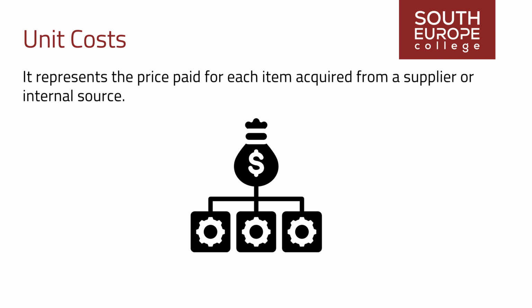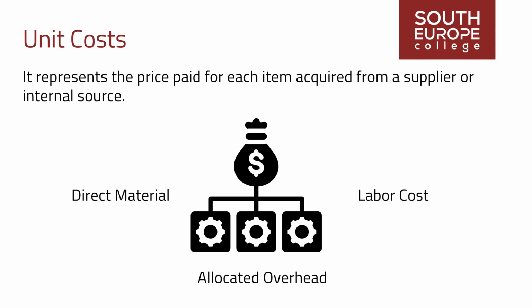It represents the price paid for each item acquired from a supplier or internal source. Additionally, finished products have a unit cost that involves more intricate calculations, considering not only the direct material, but also factoring in labor cost and allocated overhead. Cost accountants play a key role in identifying and assigning these costs.